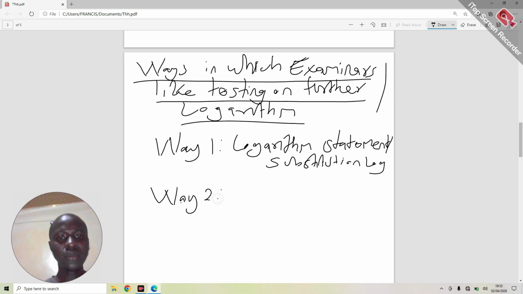What is way number 2? Way number 2 is fractional logarithm.